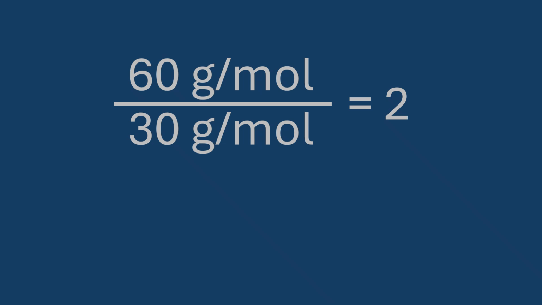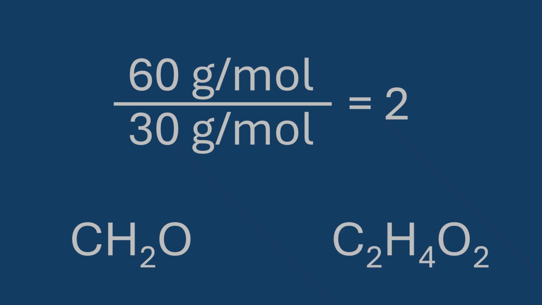The empirical and molecular formulas will always keep the same ratio of atoms, as the molecular formula is just a multiple of our empirical formula. So, if we know that the empirical formula is CH2O, then an atom count twice as big would just involve multiplying all of the subscripts by 2, which would result in a molecular formula of C2H4O2.